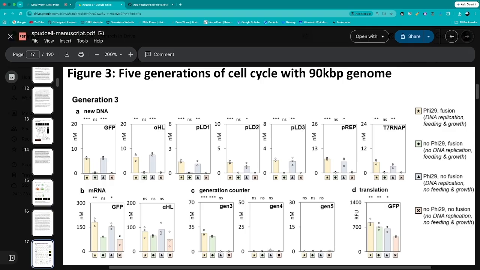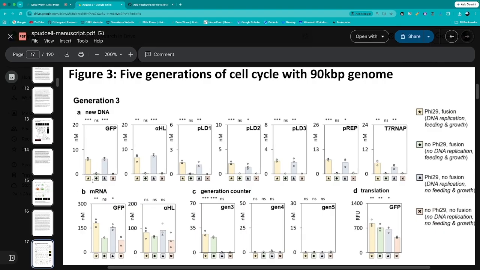This is Phe29, which is fusion. No Phe29 also with fusion. Phe25, no fusion. And no Phe25, no fusion. So you can see in these 4 conditions what you have for these different slices here. You have GFP, alpha HL, PLD1, PLD2, PLD3, PREP, and T7 RNAP. So all these components within the cell, and then they show that you have this in these different conditions.